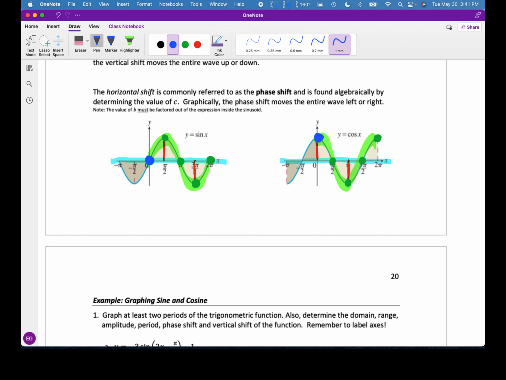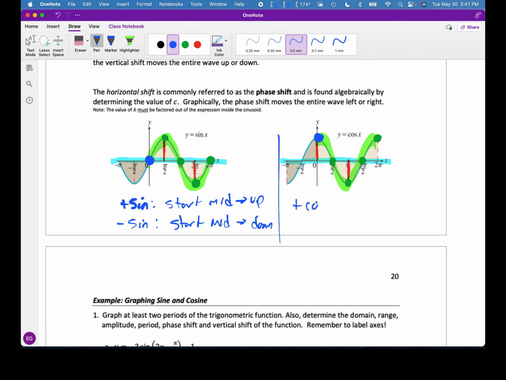Now, some other things, this is a positive sine. So positive sine is always going to start on the midline and it's going to go up. A negative sine value is going to still start on the midline, okay, but it's going to go down first. And for positive cosine, it's always going to just start on top, and a negative cosine is always going to start at the bottom.